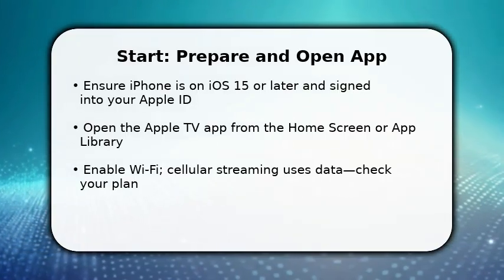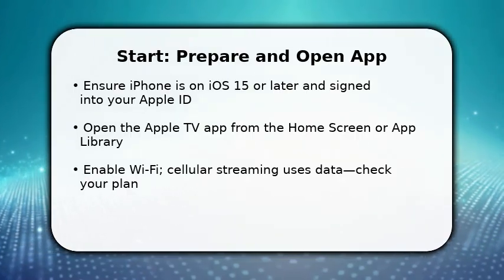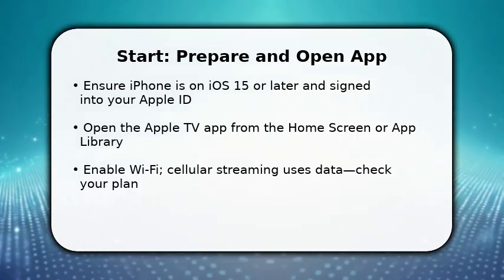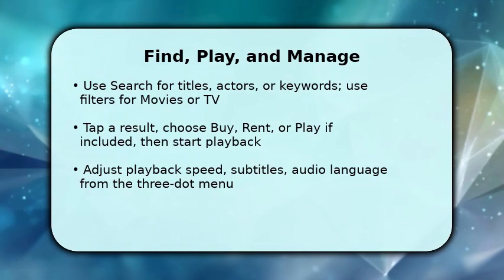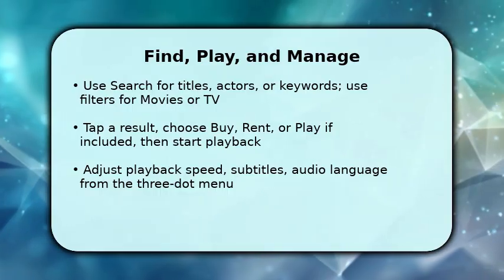Next, locate the Search tab to find a show or movie to play. This starts actual interaction with content rather than settings. You now search for content. Tap Search, type a title or actor, then apply filters to narrow results.